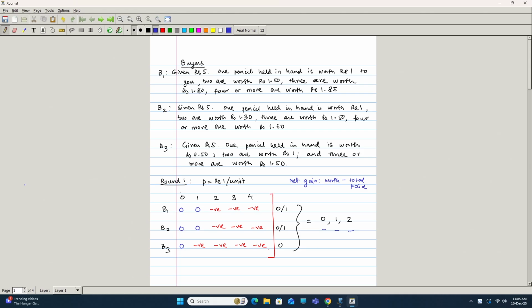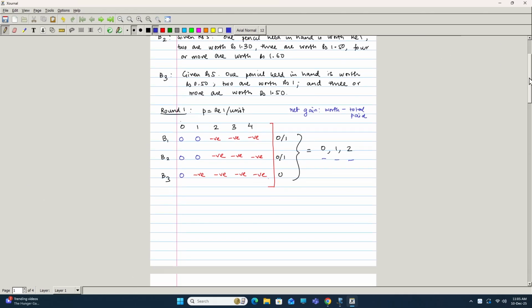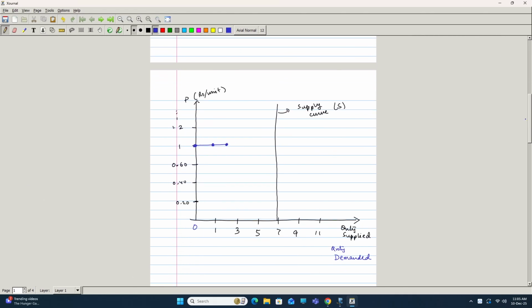So, notice combining all of this information and putting it on this graph. Notice I have put quantity demanded in blue. I have at a price of 1 rupee per unit, the quantity demanded is either 0 or 1 or 2. I have connected the line just so that we can see it clearly. So, what is the takeaway? The takeaway is that when the price is 1 rupee per unit, right, the total quantity demanded, so let us make a note of that.